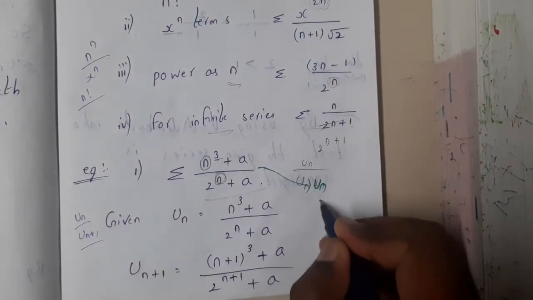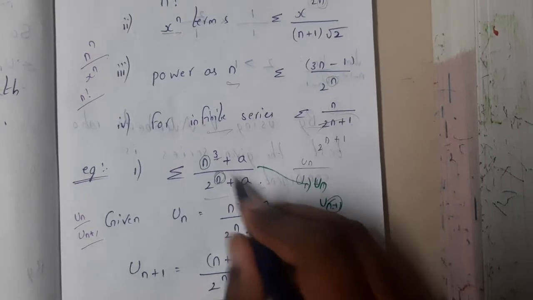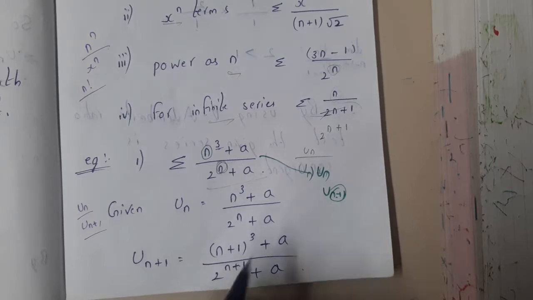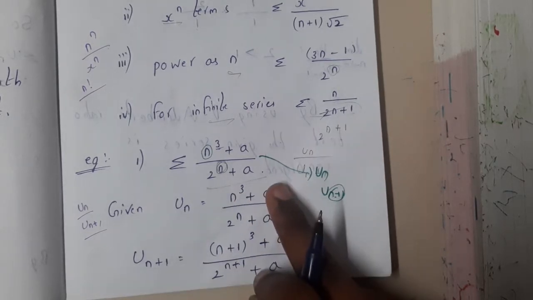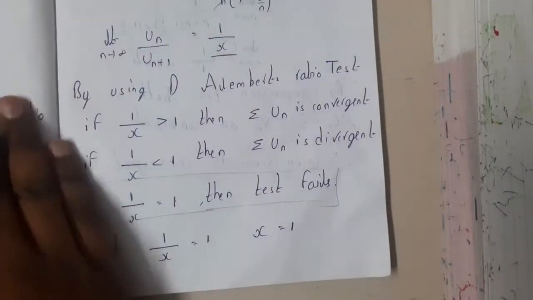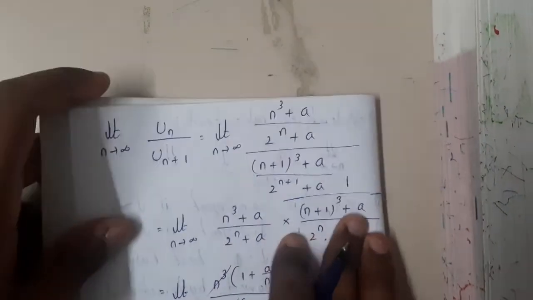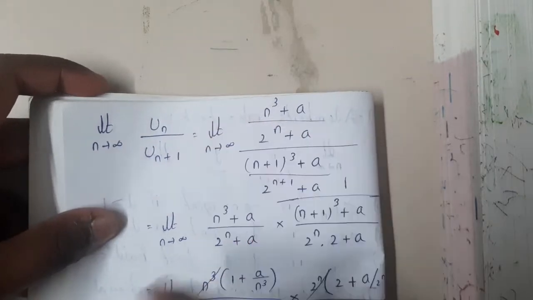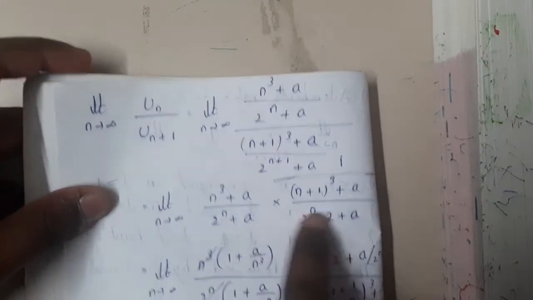To calculate u of n plus 1, in place of n replace n plus 1. If you replace n plus 1 here, you will be getting it in this way, right? Now you will be dividing these two and applying limits. Let us divide them. You can cross multiply it, so this will become reciprocal here. It came like this, and you'll be cross multiplying them.